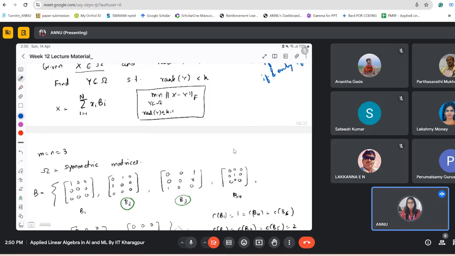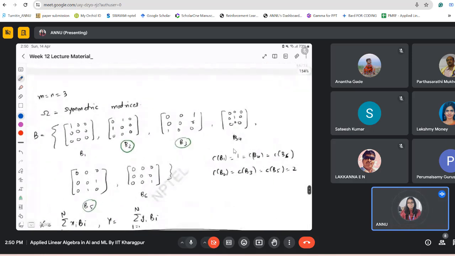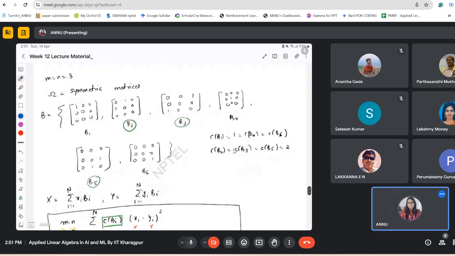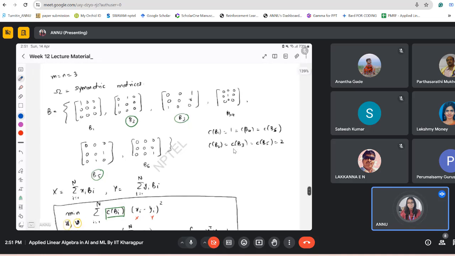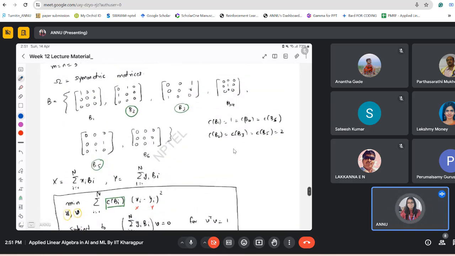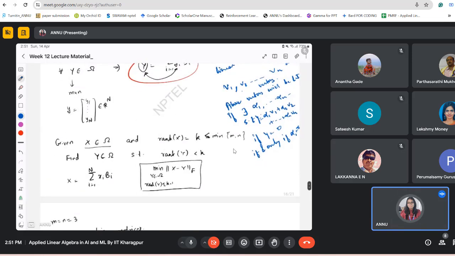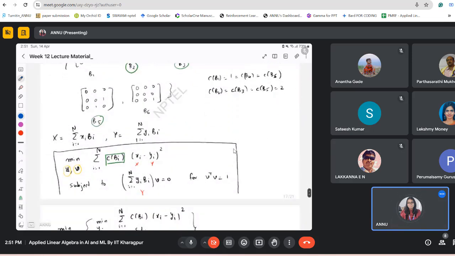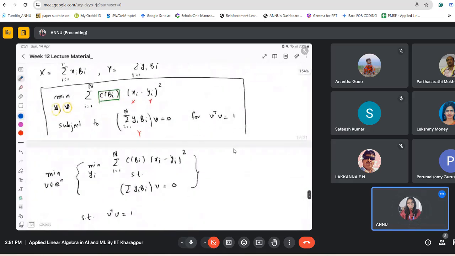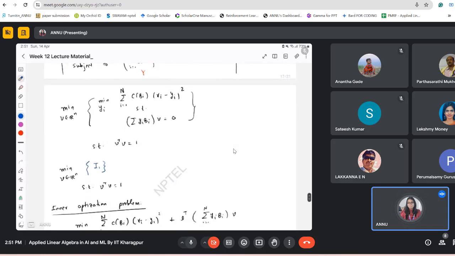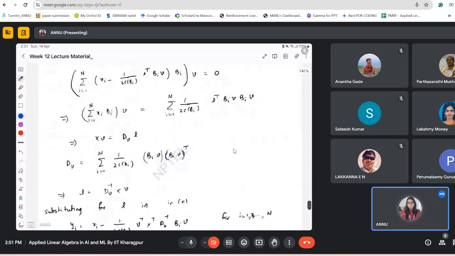We have to minimize with respect to y and b. Now we are minimizing with respect to y and b. And you remember what C of bi is. So the sum of C of bi times xi minus yi squared, subject to this particular constraint, or we can also write v transpose v equals 1. This is the outer optimization, and it can also be written as an inner optimization. We would have to go into very much depth.